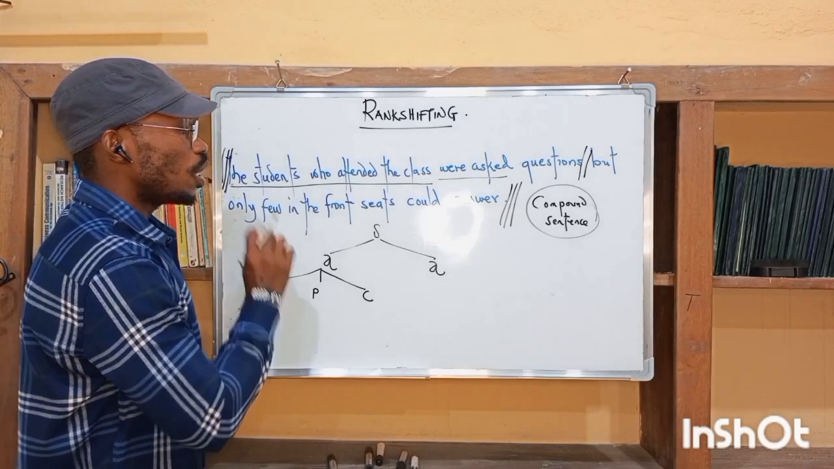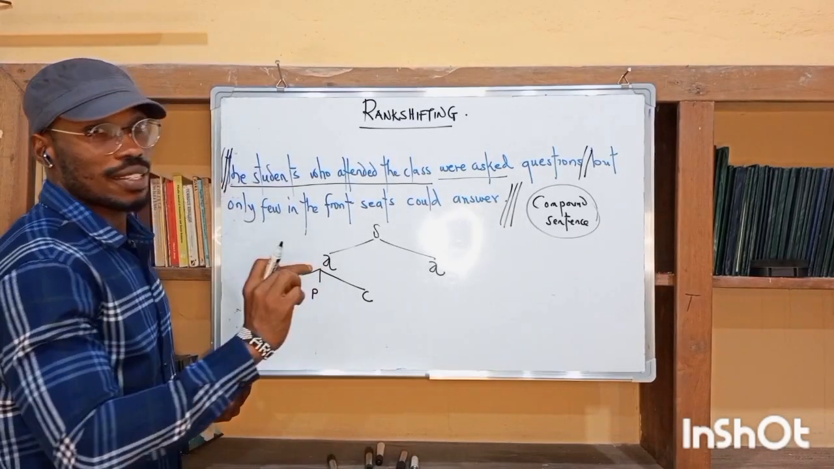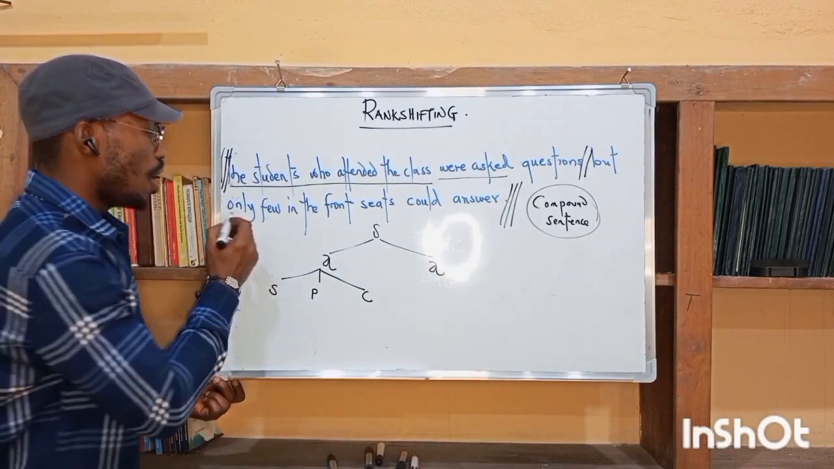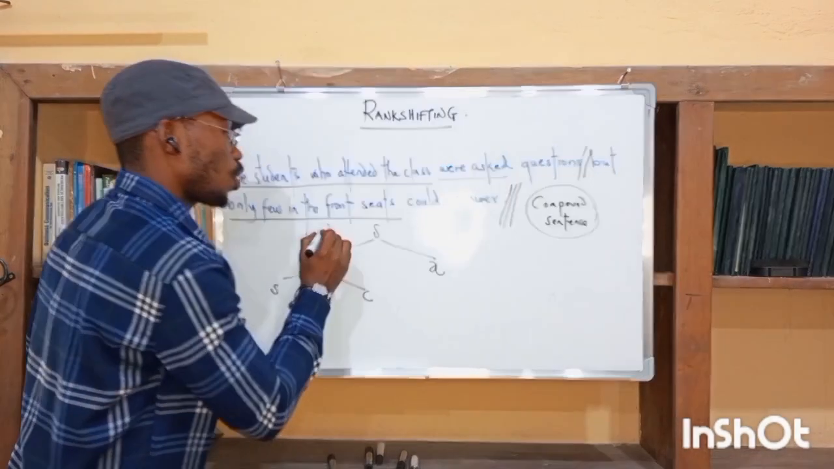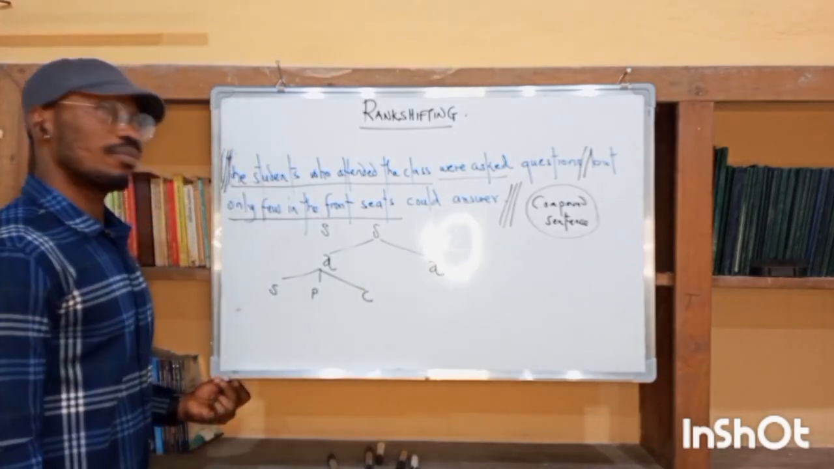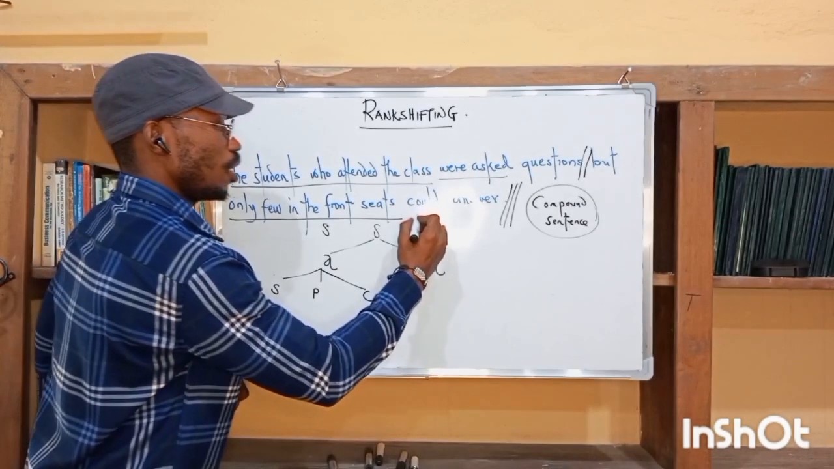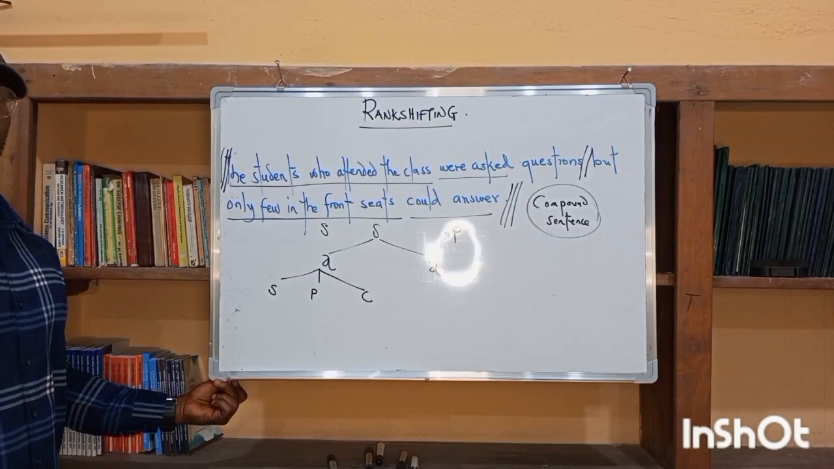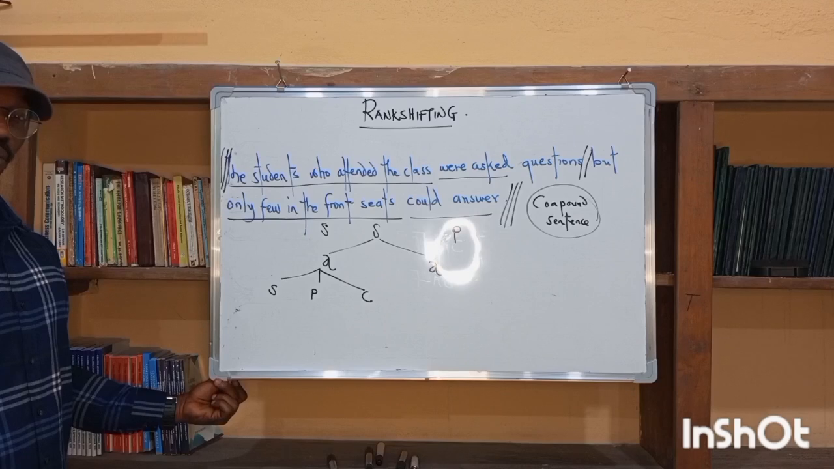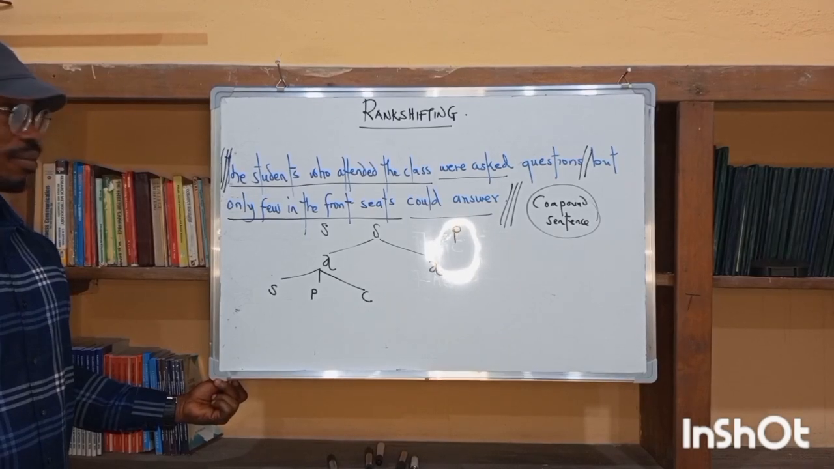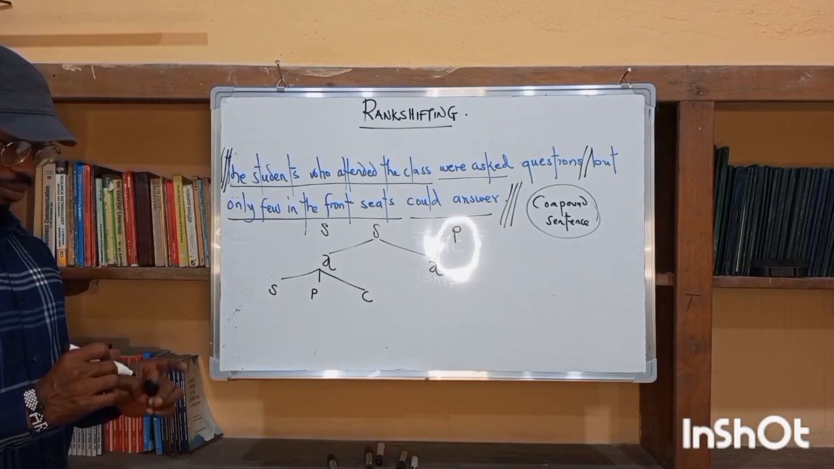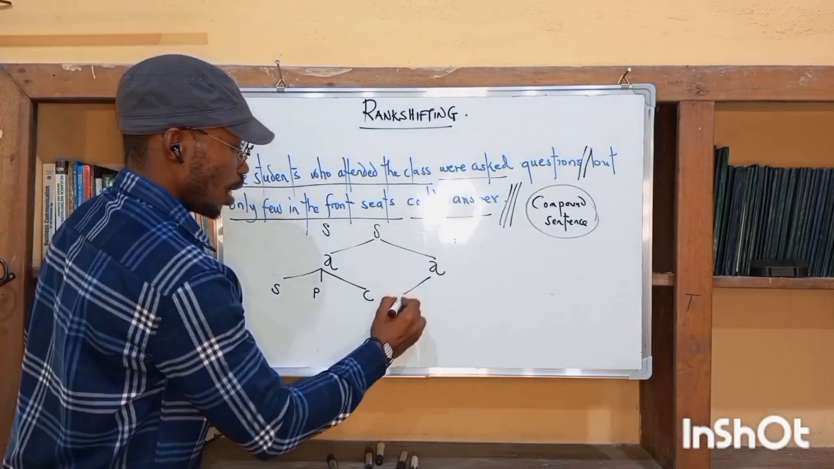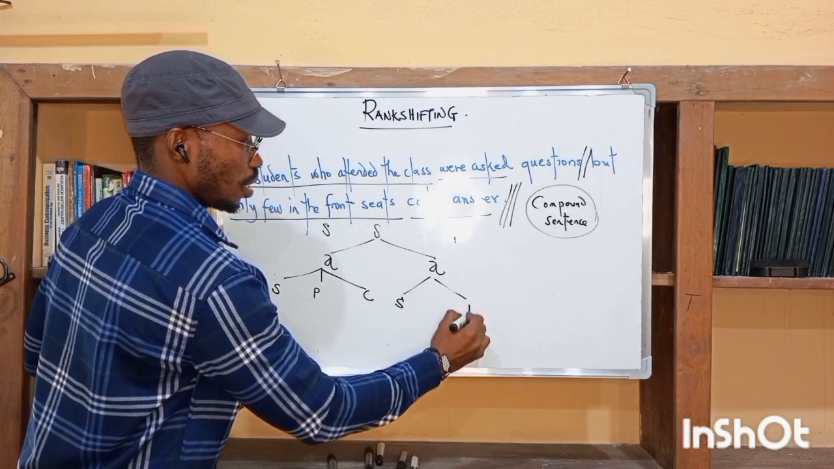But only few in the front seats could answer. Only few in the front seat could answer. Now, only few in the front seat becomes subject. Could answer becomes predicate. Did you see that? So we have subject, predicate.